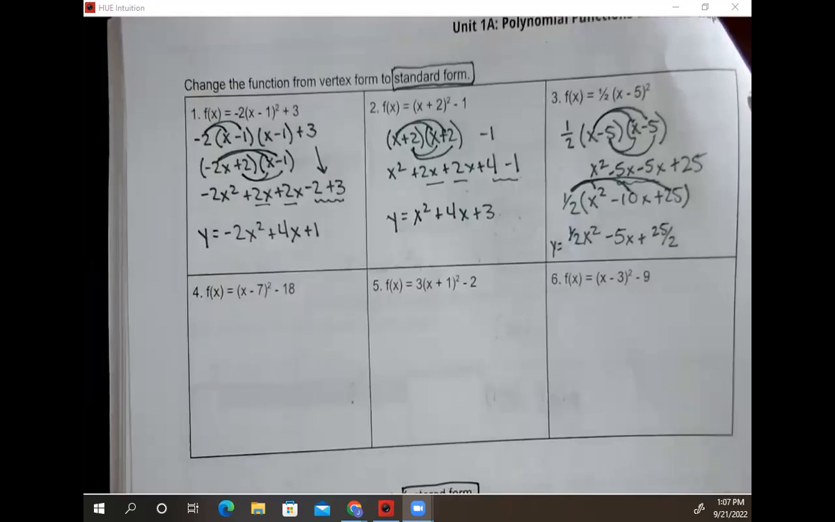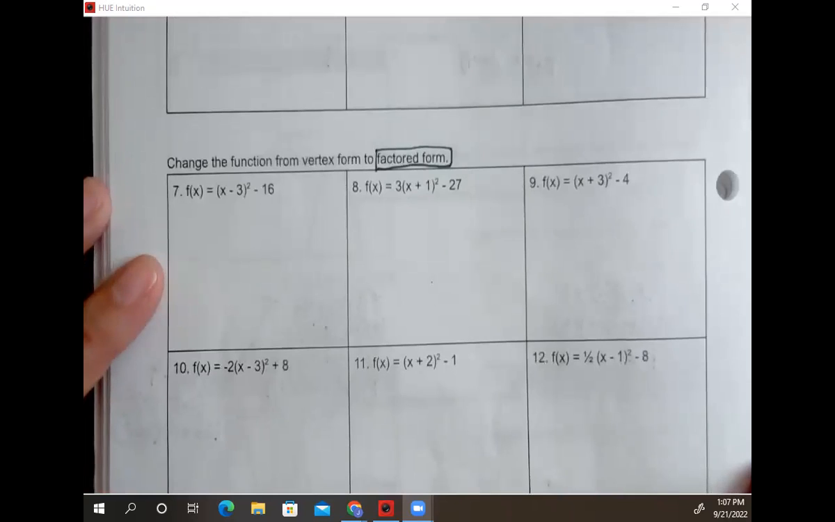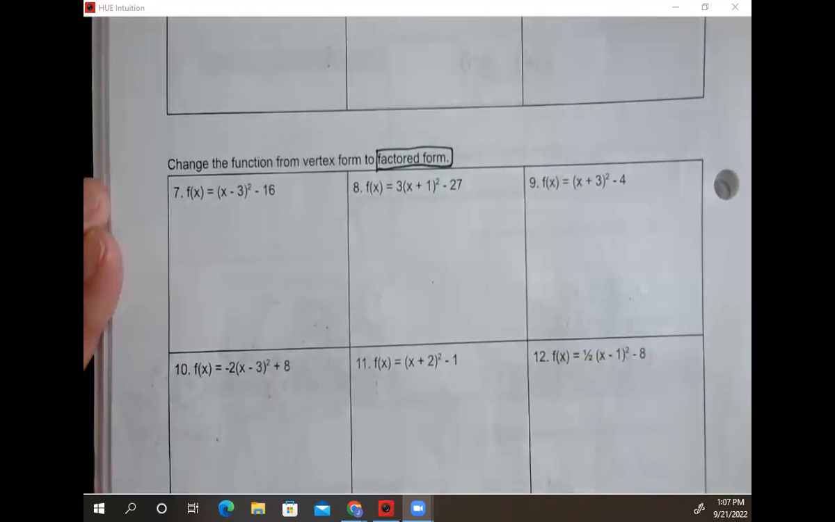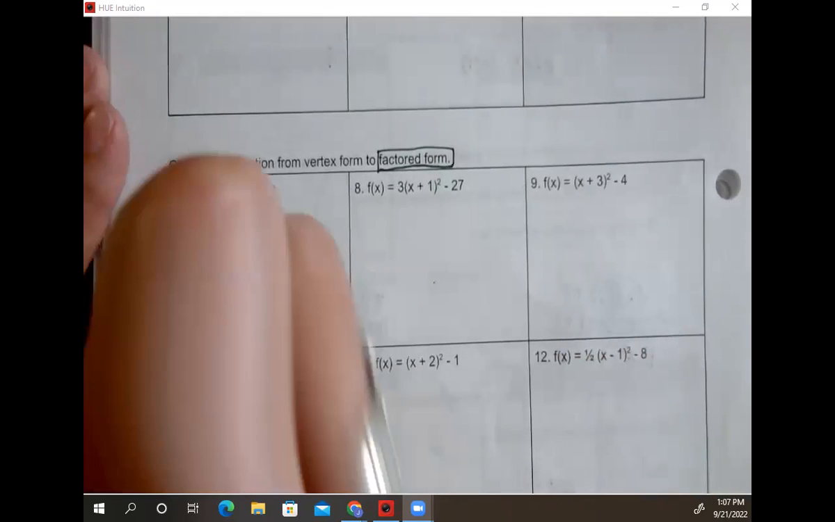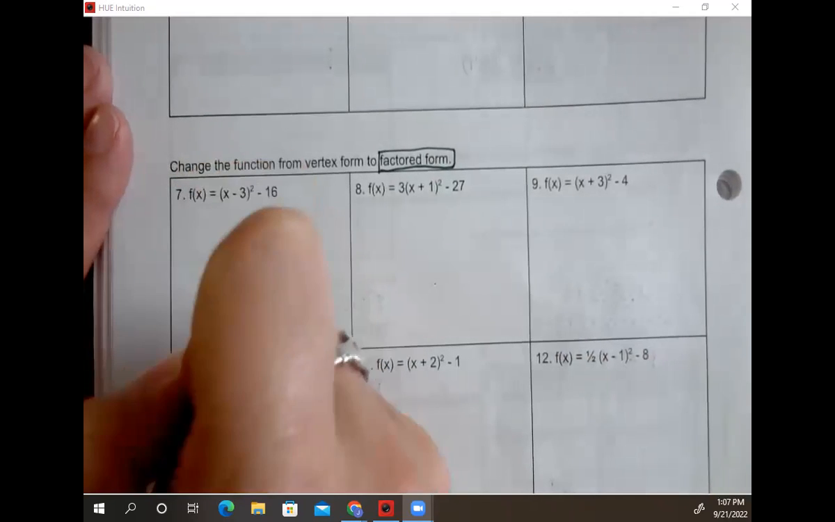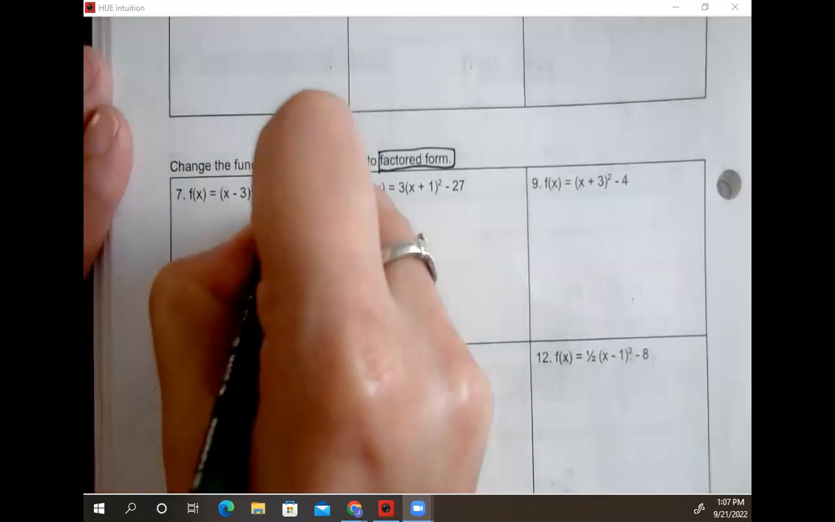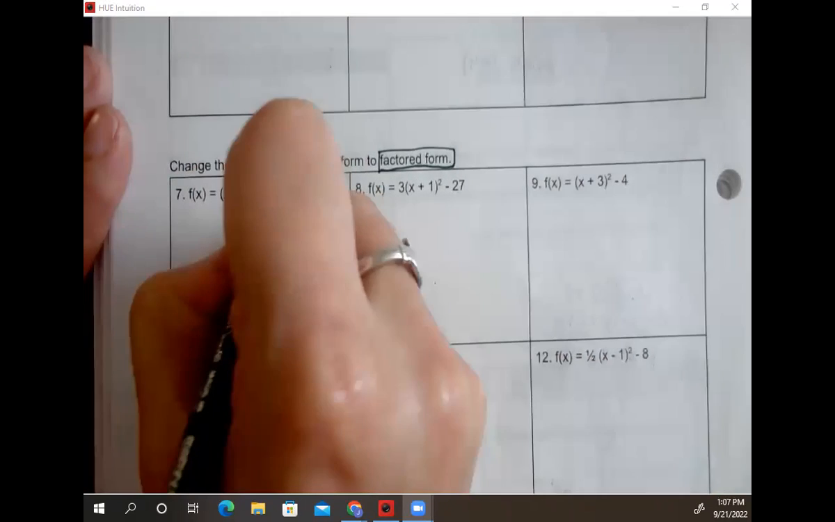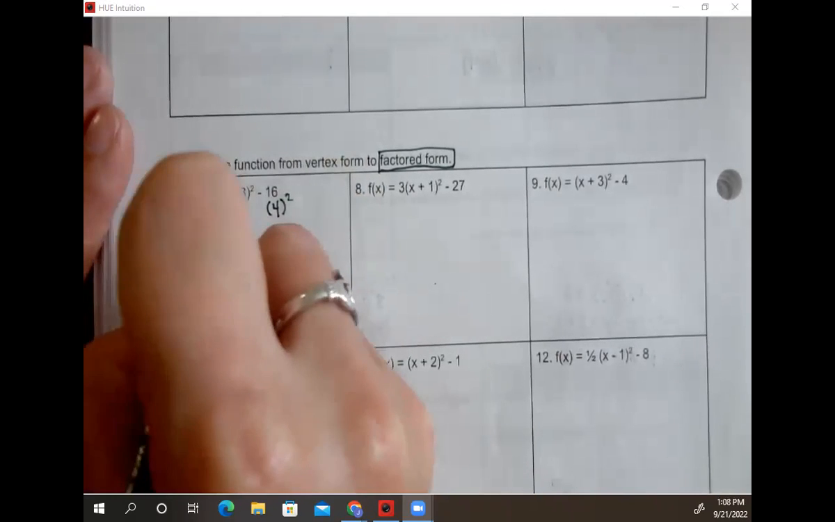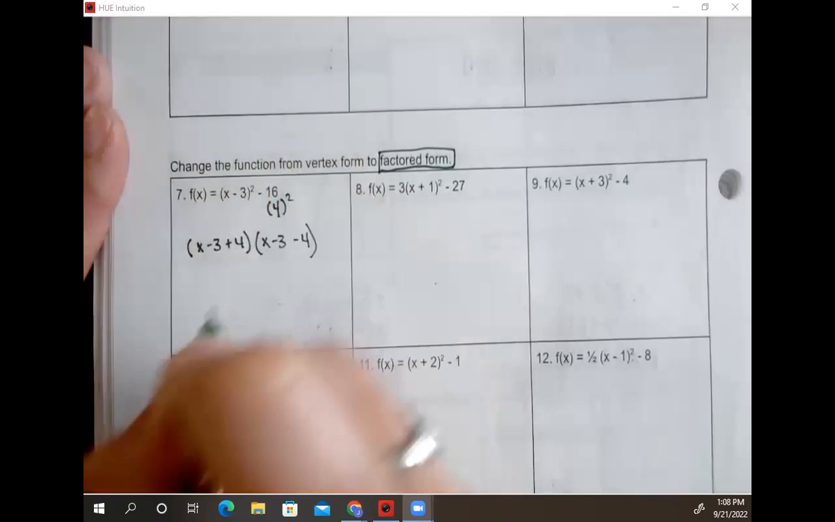Okay. Now I want to hop down to number 7. I want to hop down to the second table here. In the second table, we are changing to factored form. So we're going to use that difference of squares pattern here. In number 7, it's already set up pretty nicely for me. Okay, I've got that first term written as something squared minus another perfect square. So I just need to say, what did I square to get 16? Well, 4. Now I can use that difference of squares pattern. First thing plus the second thing, and then first thing minus the second thing.